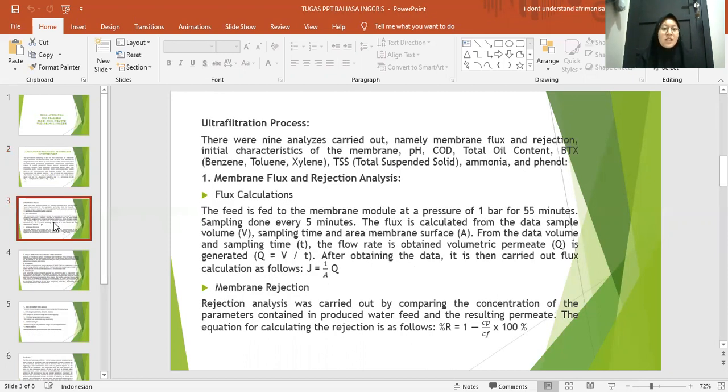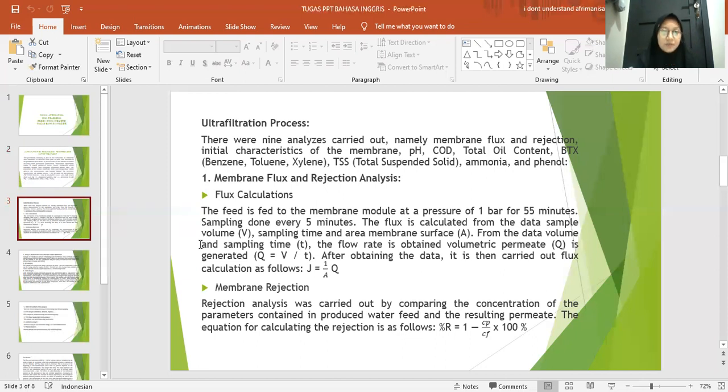Ultrafiltration process. The real-time analysis carried out, namely membrane flux and rejection. Initial characteristics of the membrane, pH, COD, total oil contents, BTX or benzene, toluene, xylene, TSS total suspended solid, ammonia, and phenols. Number 1. Membrane flux and rejection analysis.